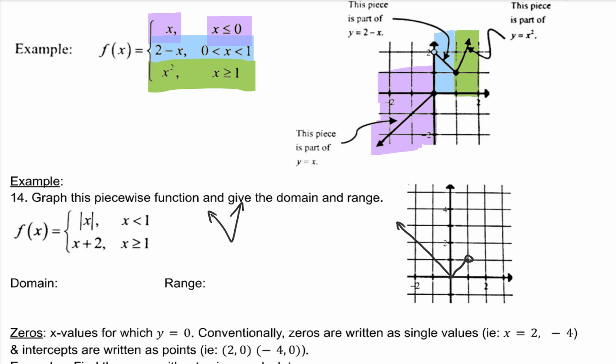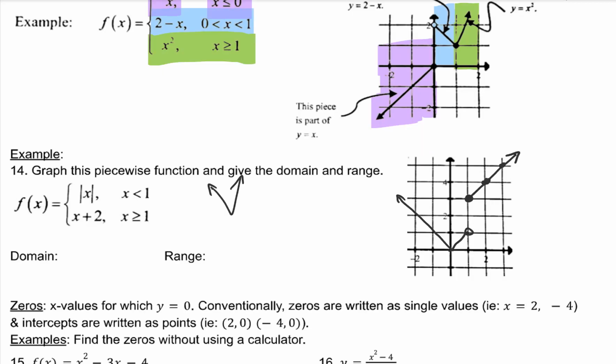But let's take a look at this piece, x plus 2 when x is greater than or equal to 1. So that is a line with a y-intercept of 2 and a slope of 1. And it's only defined for 1 to infinity. Our domain is, even though we have this break or jump, 1 is still in our domain because it's defined up here. And everything to the left of 1 is in the domain because it's defined here. So our domain is actually negative infinity to positive infinity.